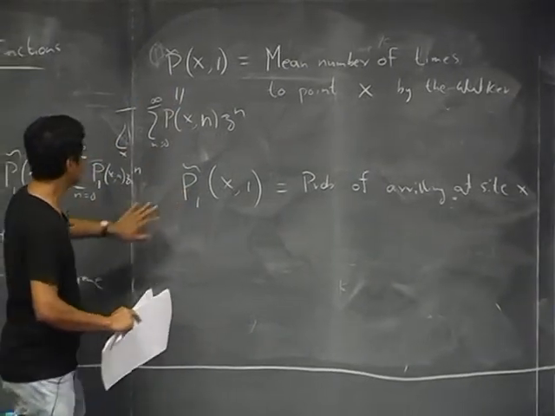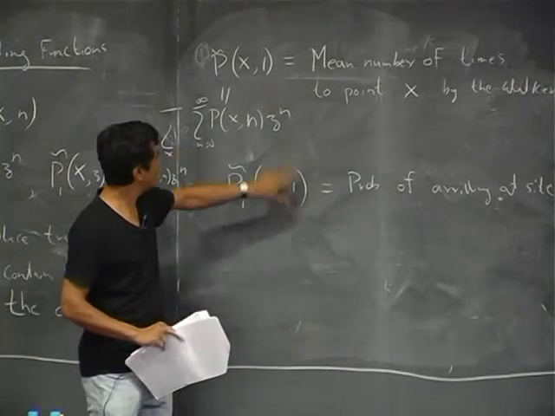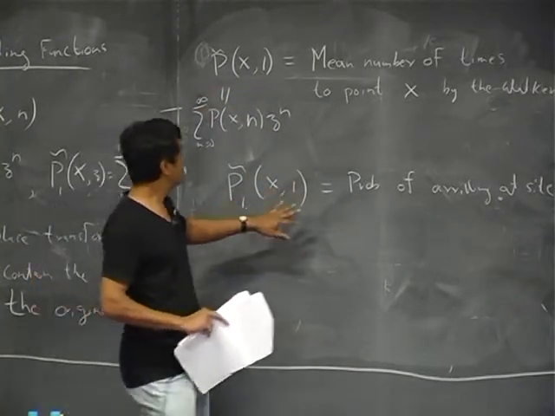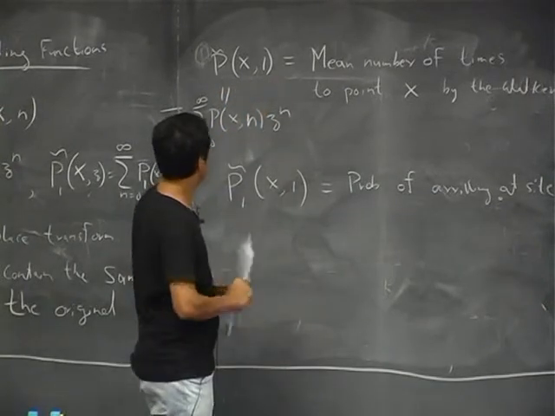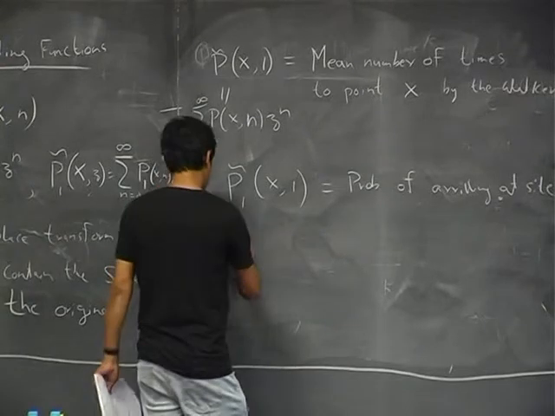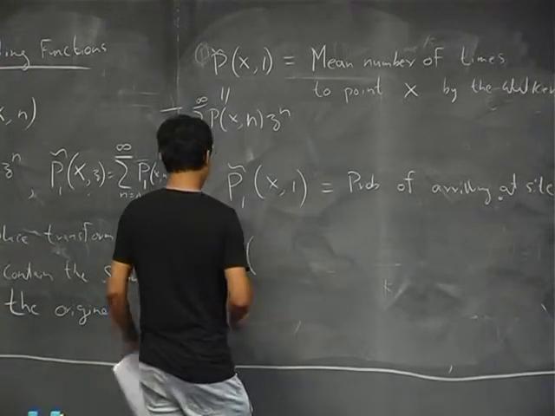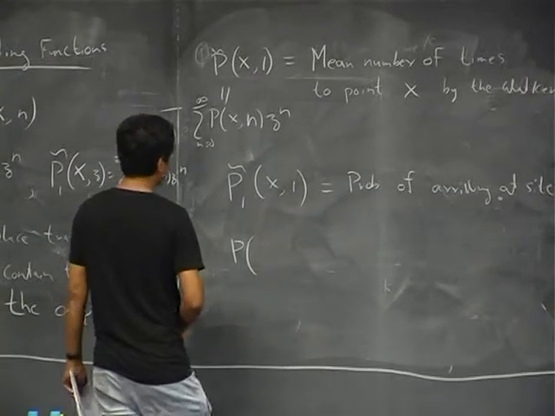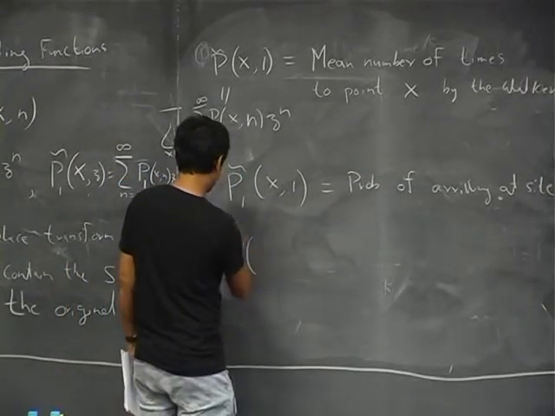Okay, so now we will relate this object to this object. So in general, you can relate p1 x z to p x z, but let's first relate just this to this. Okay, so let's first look at just x equal to 0.